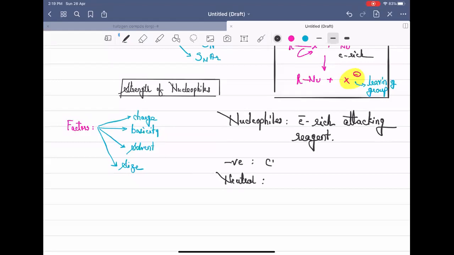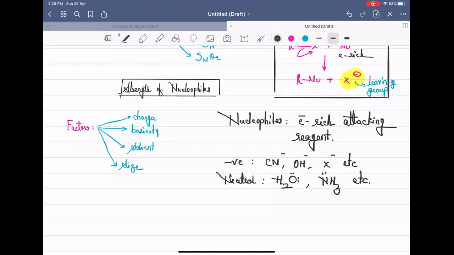Some of the negative nucleophiles: CN minus, OH minus, X minus, etc. X stands for halogens. Some of the neutral nucleophiles: you have H2O with 2 lone pairs. Oxygen is the donor site. Every nucleophile has at least one donor site. In CN, carbon is the atom through which electrons are donated. Nitrogen can also do that, but generally carbon is preferred. Here oxygen, and here halogen. Here again oxygen. These are called donor sites. In ammonia, it is nitrogen, right?